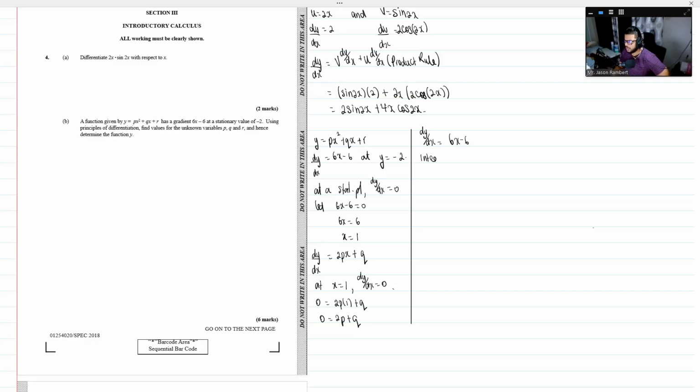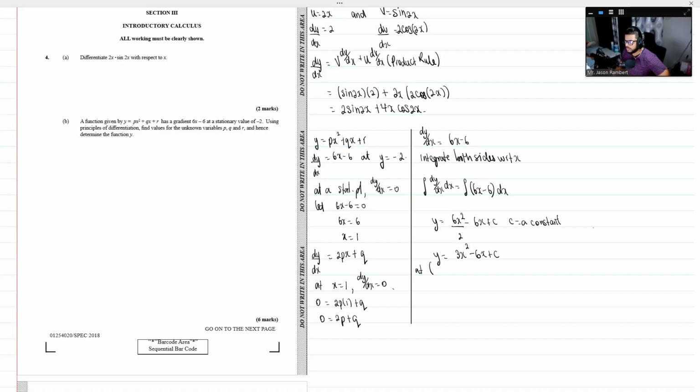If I integrate both sides with respect to x, I'll have the integral of dy dx with respect to x is the integral of 6x minus 6 with respect to x. y is equal to 6x squared over 2 take away 6x plus c, where c is a constant. y is equal to 3x squared minus 6x plus c.